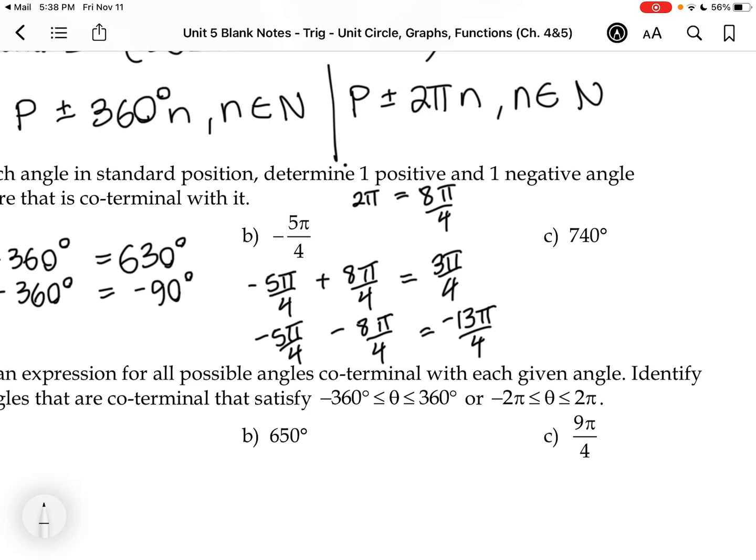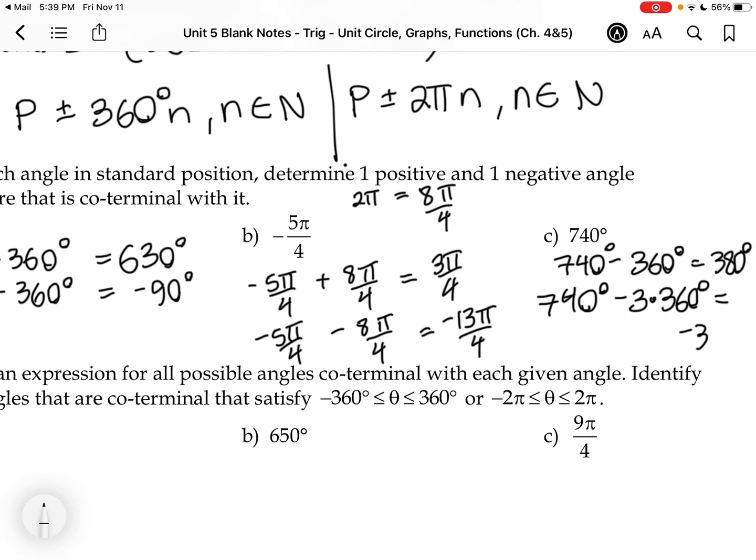Okay, 740 degrees. Well, let's start with subtracting. That is 740 minus 360 is 380 degrees. So that's subtracting 1 rotation, and I get to 380. I think I'm going to have to subtract 3 rotations to get below 360, because after 1, I'm above 360. So I should really have degrees on all of these. I'm going to subtract 3 groups of 360. Okay, and this works out to be negative 340 degrees.